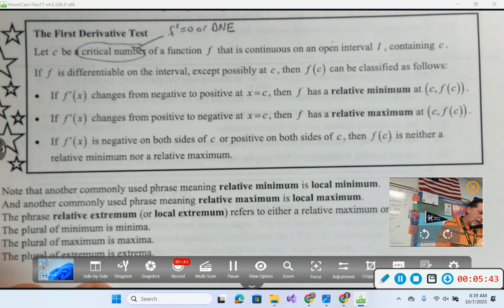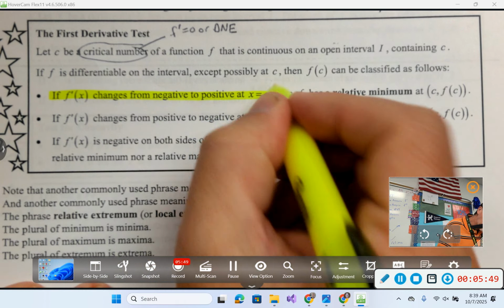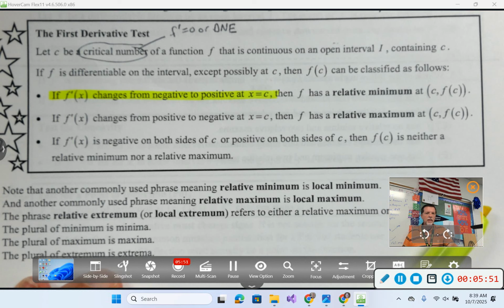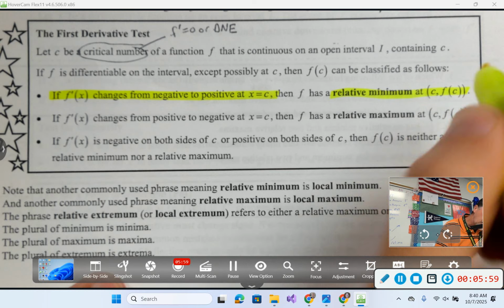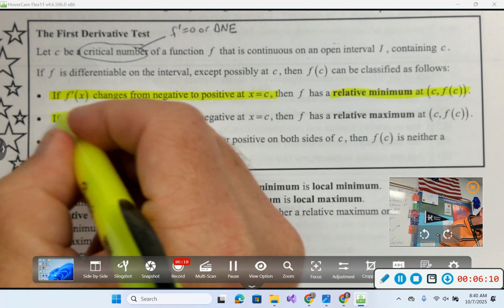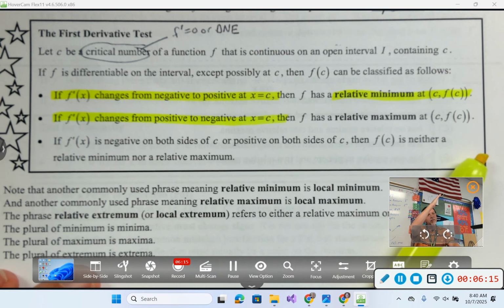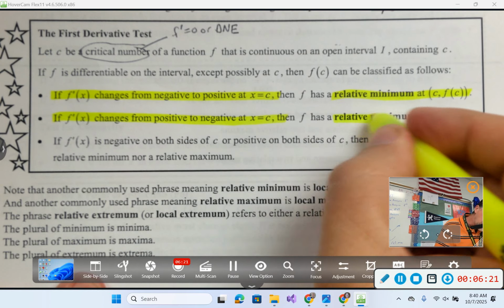Here's the big thing. If f prime changes from negative to positive at x equals c, then f has a relative minimum there. Again, that's not a memorized thing. That's the bottom of the valley. If f prime changes from positive to negative, so our slope went from positive to slope negative, we changed from increasing to decreasing, and that means there's a relative maximum there.